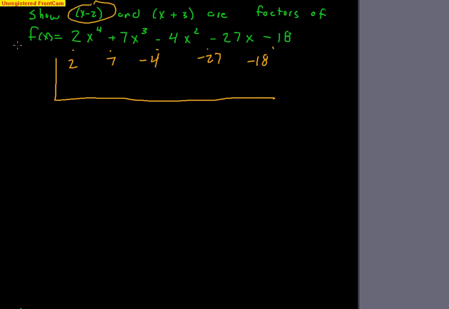If x minus 2 is a factor, then 2 is the 0 because 2 minus 2 is 0. All right, if I'm correct, I will get a beautiful, gorgeous 0 at the very end. Let's see. Drop down the 2. I get 2. 2 times 2 is 4. Add, I get 11. Multiply, you get 22. Add, you get negative 18. 2 times negative 18 is negative 37.